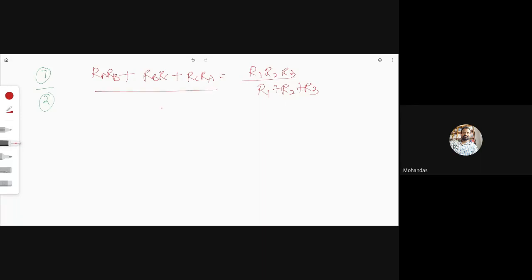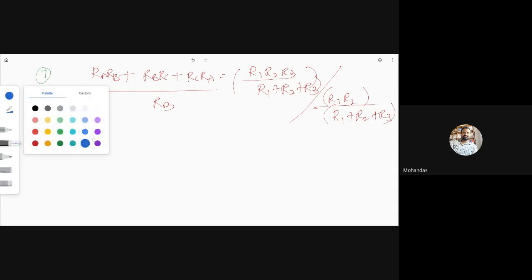What is equation 2? RB, which is divided with R1 R2 by R1 plus R2 plus R3. So let me cancel out the remaining things here. RA RB by RB, RB will get cancelled out. We have RA plus RB RC by RB. So we are left with the RC here.